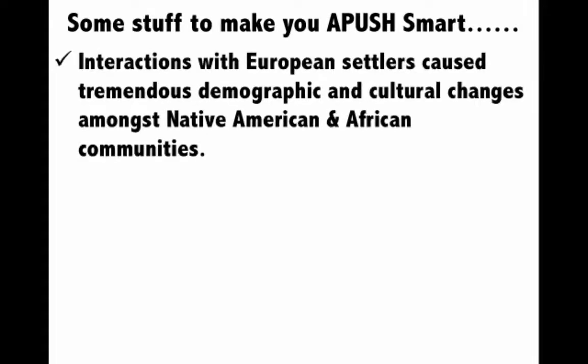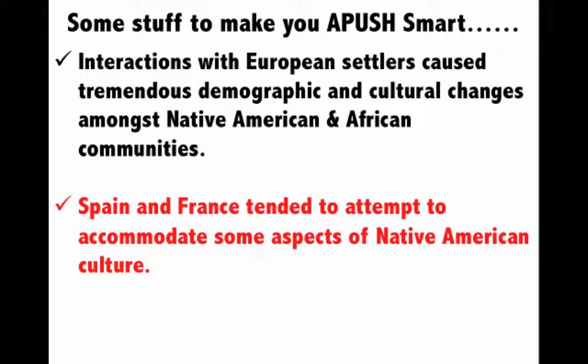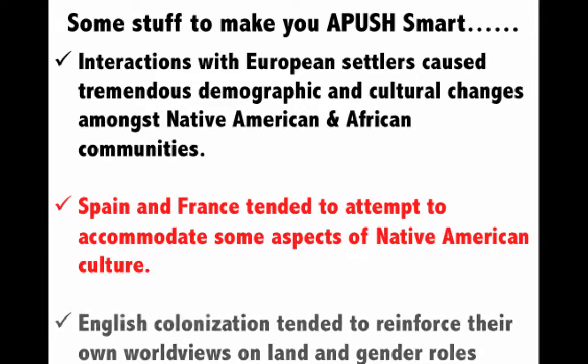All right, a few more things to make you APUSH smart. Interactions with European settlers caused tremendous demographic and cultural changes among Native American and African communities. So this contact that starts in 1492 is going to have huge consequences for a variety of continents and groups of people. Spain and France tended to attempt to accommodate some aspects of Native American culture. So you're going to have a very different relationship between Spain and France and the Native American communities they interact with than you are going to have with the British, which leads me to point 3.